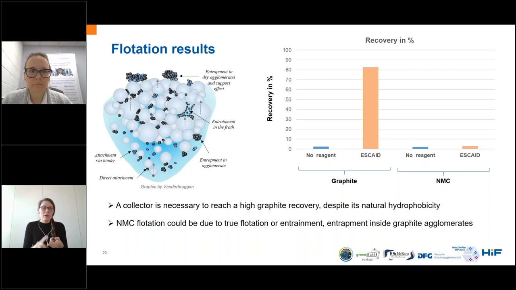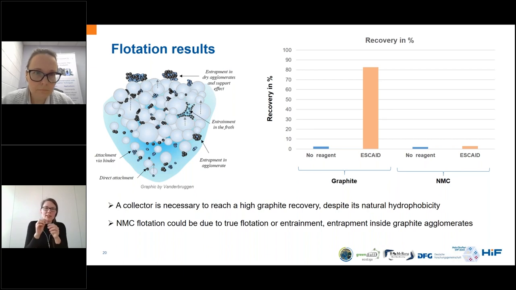For the NMC, we do have some recovery, which can be due to many reasons. One reason, of course, could be what we call true flotation, so the particle actually sticks to the bubble and rises to the top. We can collect it as a froth. Or we have mechanisms which we call entrainment. So in the graph, you can see entrainment in the froth.